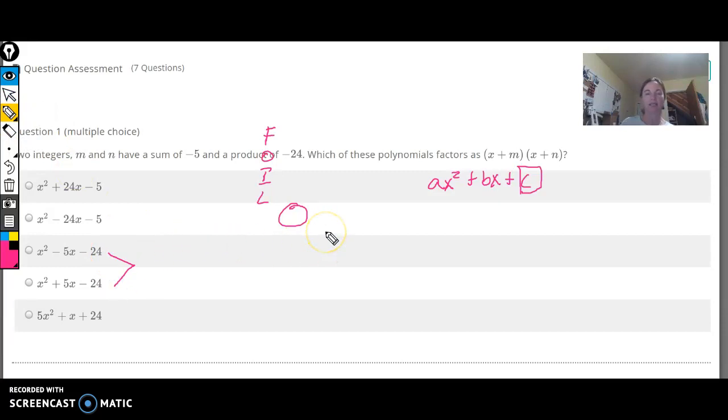And then the b term is going to be -5, because the b term is the outer and inner terms added together, okay? So when the b term is -5, we're here. Notice that I didn't even have to come up with which values gave me a -5 when I added them together and -24 when I multiplied them. All they wanted was for me to come up with that ax squared plus bx plus c based on that information. So x squared minus 5x minus 24.